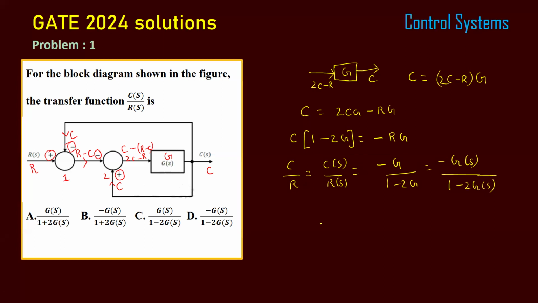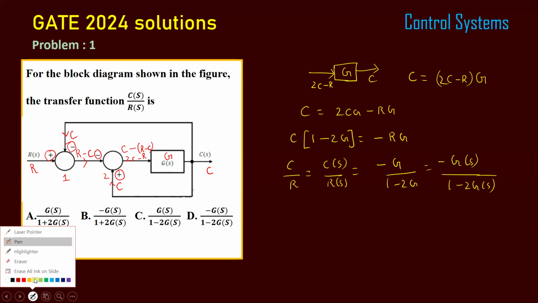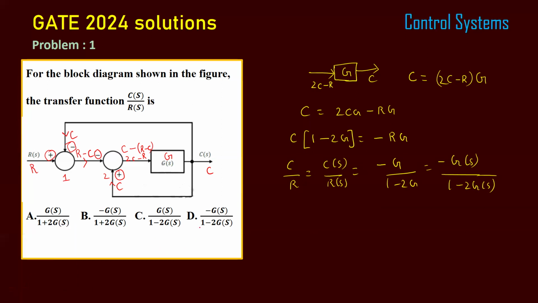Let me check with the options. See option D, we are having the transfer function minus G of S by 1 minus 2G of S. So option D is the correct one. Option D is the transfer function for the given block diagram.